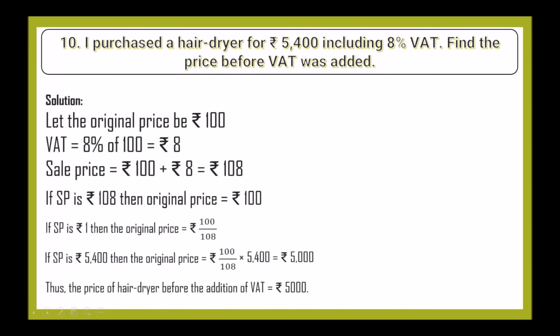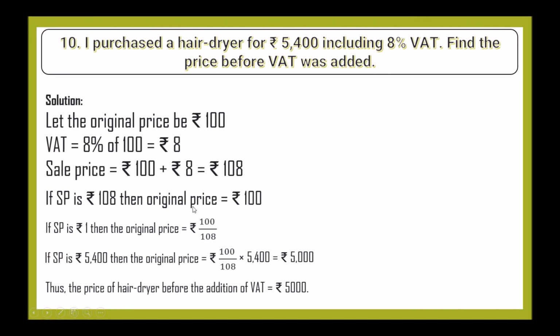10th question. I purchased a hair dryer for rupees 5,400 including 8% VAT. Find the price before VAT was added. So let the original price be 100 rupees. VAT is 8% of 100, that is rupees 8. Selling price is 100 plus 8, that is 108.